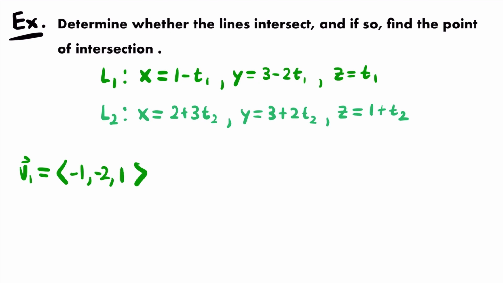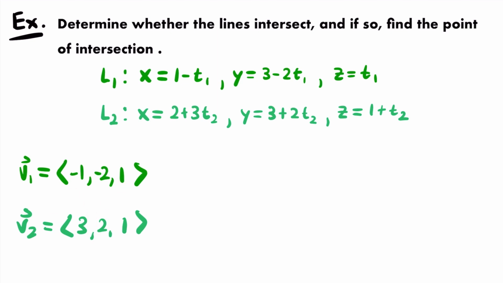And then for line 2, I'll represent a direction vector for that line with vector v2. And that vector will have the components of the coefficients of t2, that parameter, from each of those parametric equations. So we'll have 3, 2, and 1. All right, so I'll write 3, 2, 1. And so those are the 2 direction vectors that come from these 2 lines. Now what we want to do is determine if they are parallel or not. In other words, are they scalar multiples?